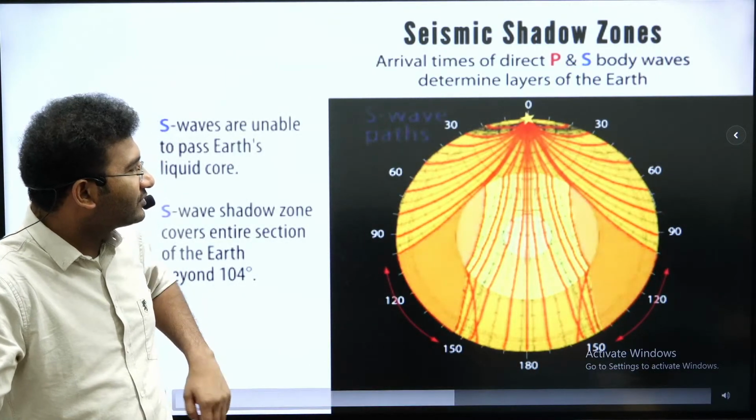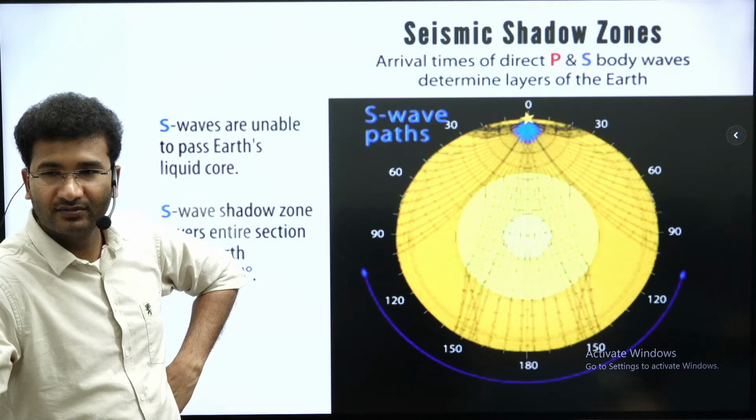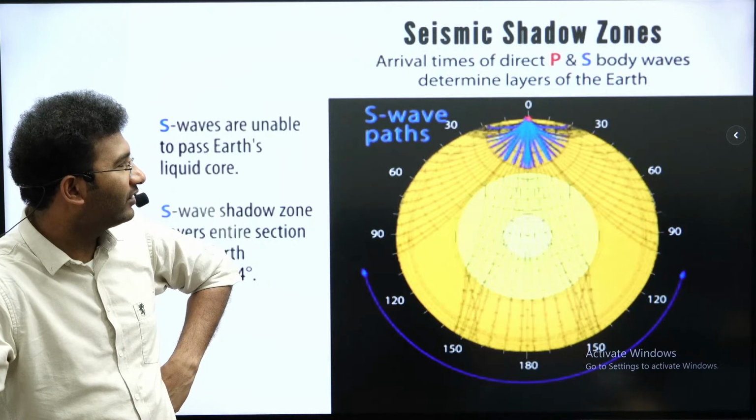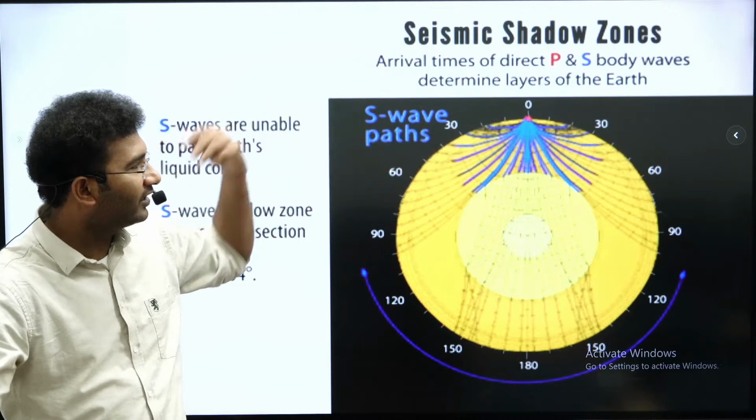Now let us see the S wave. S wave can only travel through solid, it cannot travel through liquid. Look, as soon as it touched the liquid layer, it died.